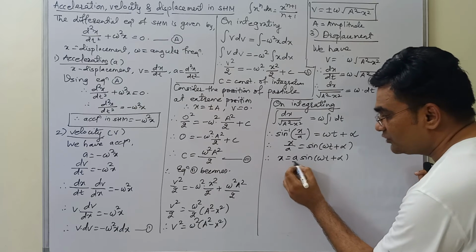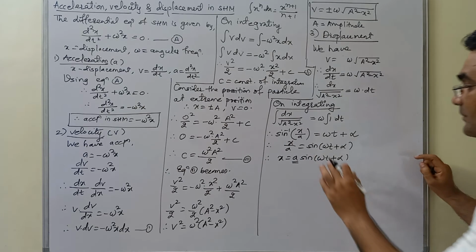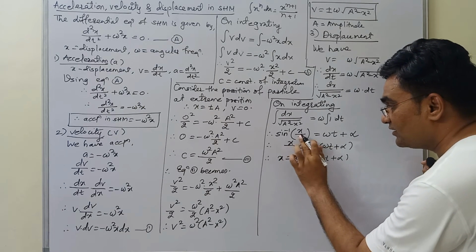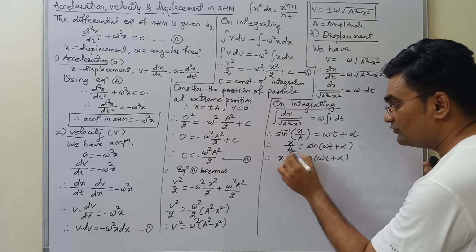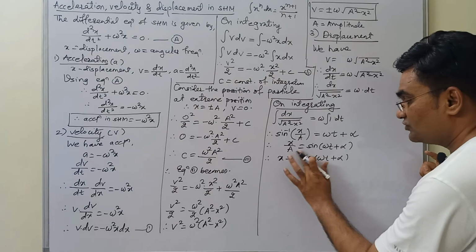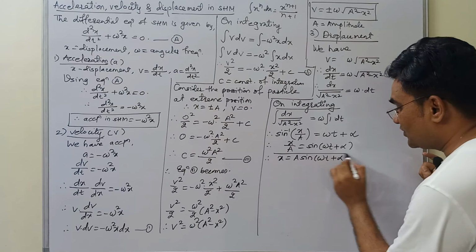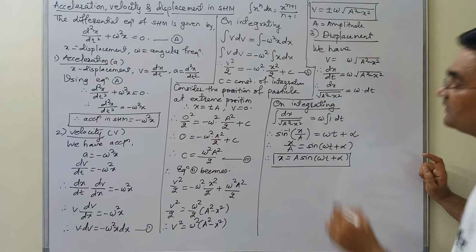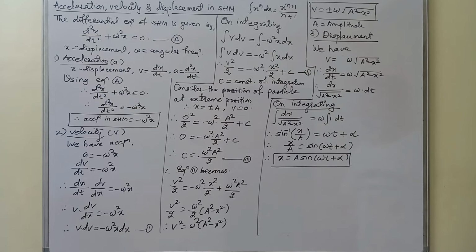Here we should not get confused. Here this A is used as amplitude. I have made this mistake here again. It should be capital A. So we should not get confused between acceleration a and amplitude A. So this is the equation of displacement of a particle performing linear simple harmonic motion.